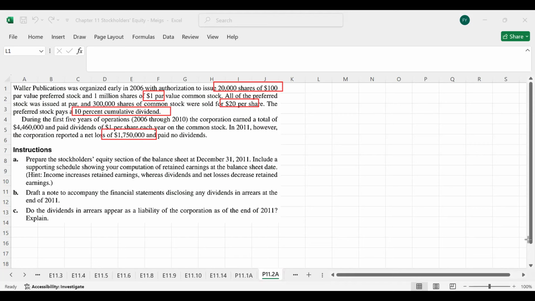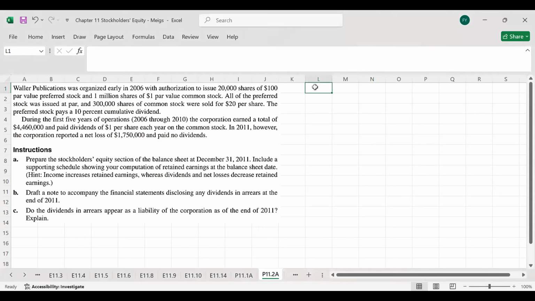So in the first 5 years of operation, the company earned a profit, whereas in the last year, that is 2011, the company reported a net loss. Prepare the stockholders' equity section in the balance sheet, which includes a schedule showing your computation related to retained earnings. So we will have to calculate retained earnings separately. Let's get started. We are going to prepare a partial balance sheet. For the balance sheet, the main headings are: you will have to write down the name of the company, which is Waller's Publications.